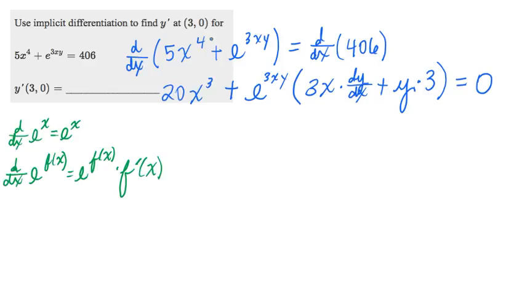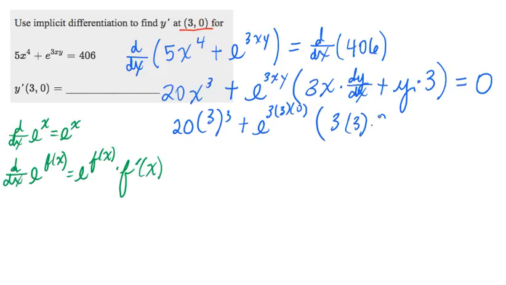And now we want to find the derivative at the point (3, 0), so we can go ahead and plug that in. We need to solve for dy/dx, but it's easier to solve if we plug in the point, 3 for x and 0 for y, before we do that solving. So plugging in 3 for x, we'll have 20 times 3 cubed plus e to the 3 times 0 times 3x is 3 times 3, dy/dx is the derivative, that's what we're trying to solve for, plus y is 0.